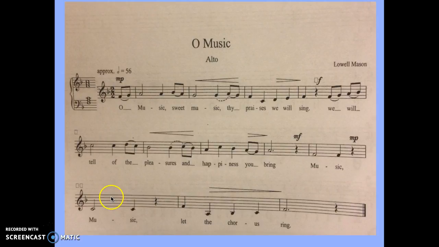Take some time to look at this musical example. And just looking at only the vowels, if we were to say these words, O music, sweet music, thy praises we sing, we would probably, and many of our students would do this too, just chant those words like they would say those words in everyday spoken speech. However, if we put them in IPA, O music, sweet music, thy, there's a diphthong, praises we will sing.